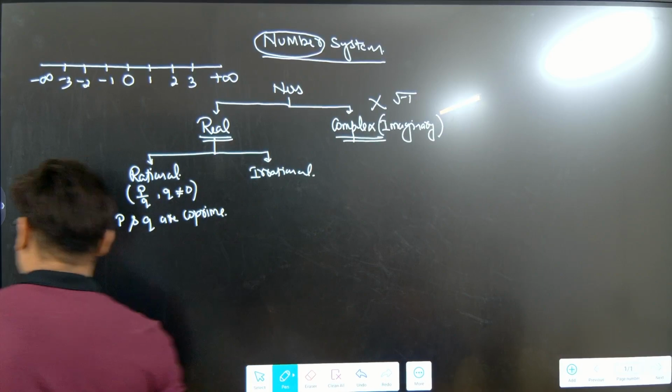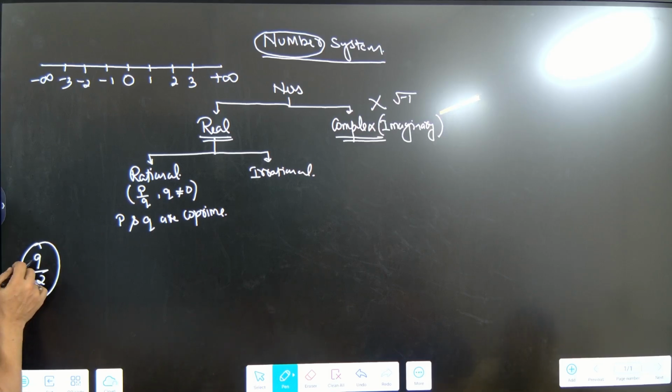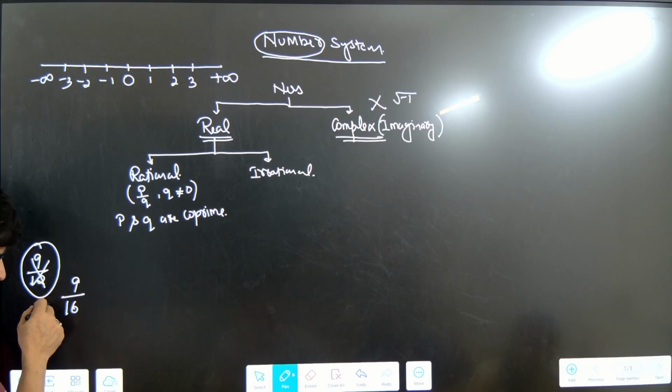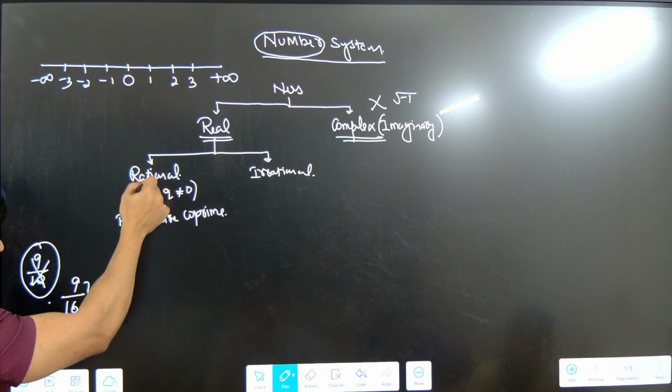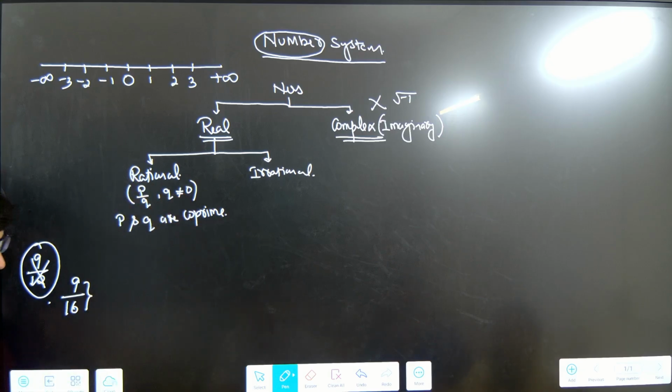See, if I say this number is also in the form of what? P by Q. Are they co-prime? Co-prime means you cannot further cancel it. I can cancel it, right? So these two numbers, although they are in the form of p by q, are not co-prime. But if I say 9 by 16, can you cancel this? No. So that means these two numbers together are co-prime. So when we write a rational number, the number has to be in the form of p by q, q should not be equal to 0, p and q are co-prime, and we cannot further cancel it. Called proper rational number. Right?